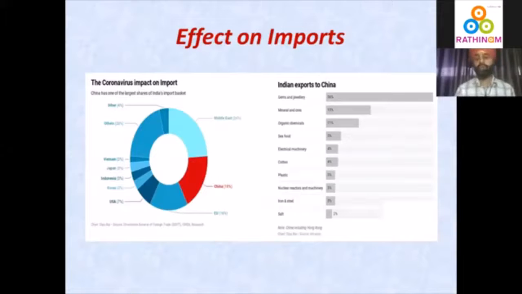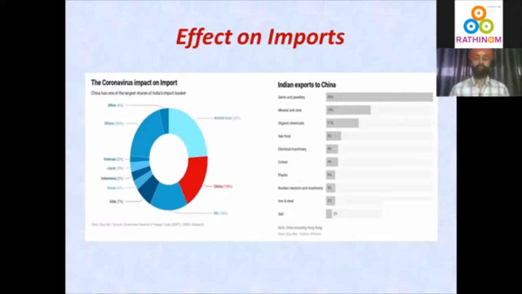Now, India's exports to China, like we already saw in the previous slide, is highest of gem and jewelry, which is 36%. This also means that there are a lot of HNI clients that value Indian jewelry, Indian gold, and Indian products that are manufactured out of these precious metals, and the kind of value these people are ready to pay. Then you have minerals and ores, which is 15%. This is a figure that we would like to bring down to practically less than 2% and ensure that the value addition happens within the country.